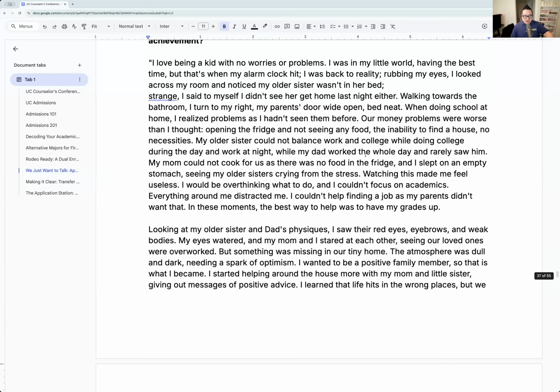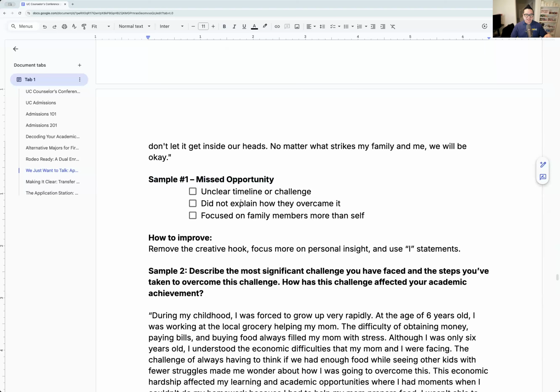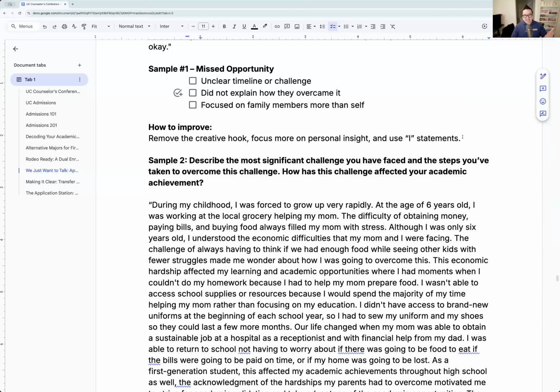So if you read this prompt, you see this is a missed opportunity. It was unclear. They did not focus on overcoming it. They focus on other people rather than themselves, that's the key. Again, and here's how to fix it is the key.